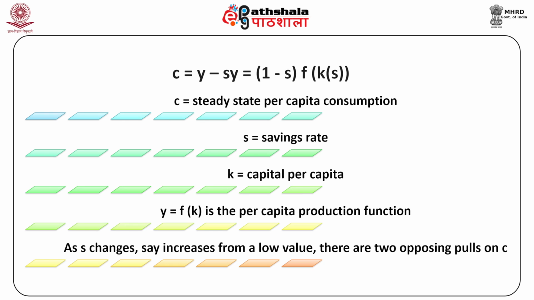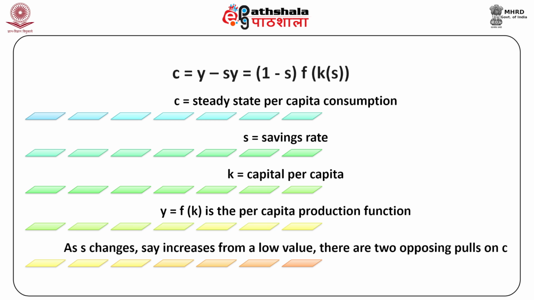We can write C is equal to y minus Sy, which is equal to (1 minus S) times f(K), which is a function of savings, where C is the steady state per capita consumption, S is the saving rate, K is capital per capita, and y = f(K) is the per capita production function, which is increasing in K as discussed in the previous module.